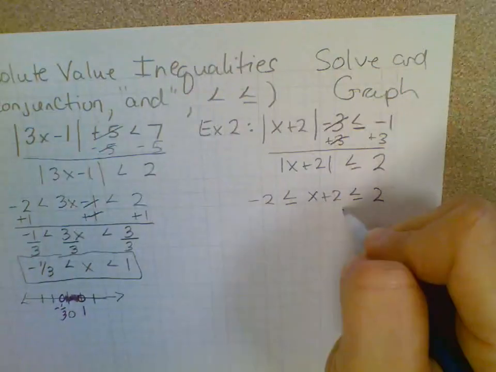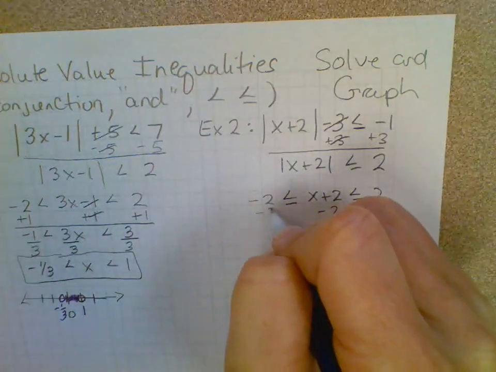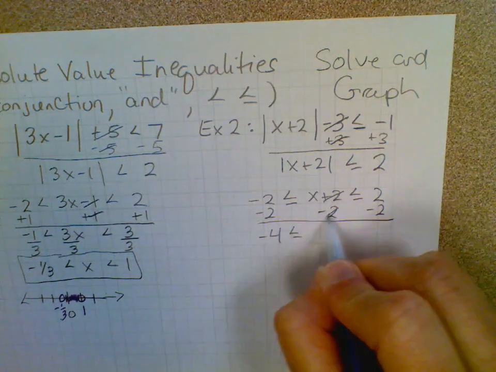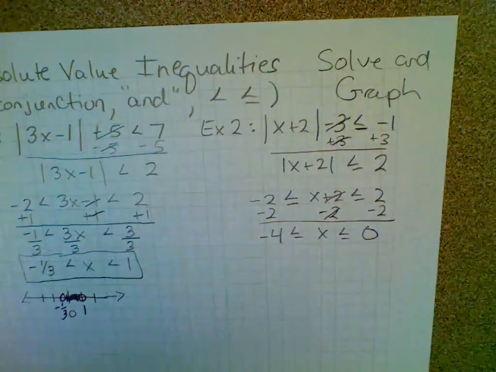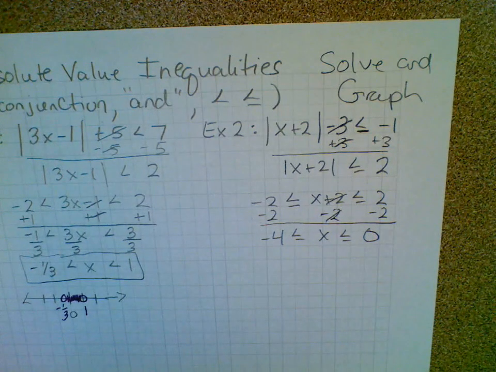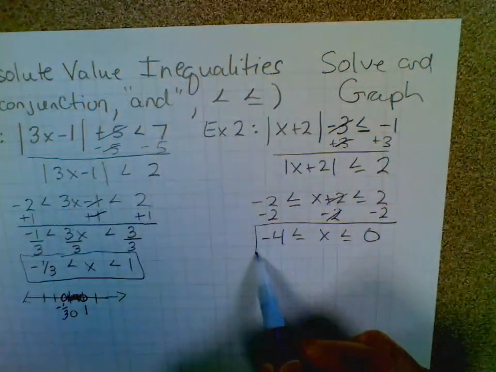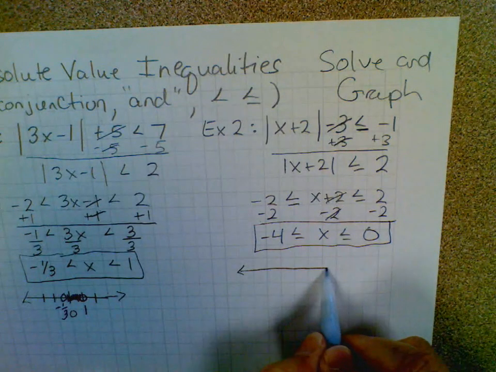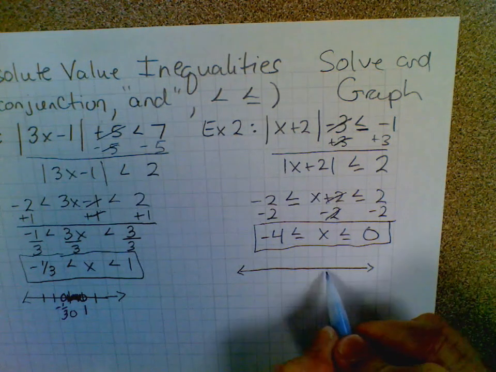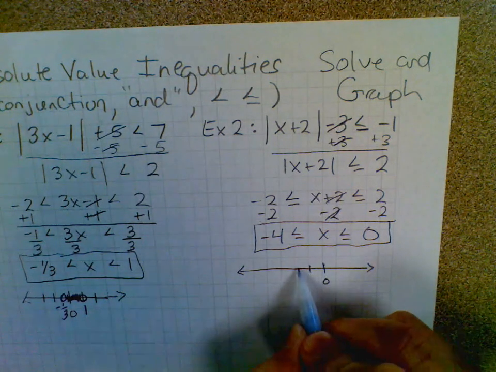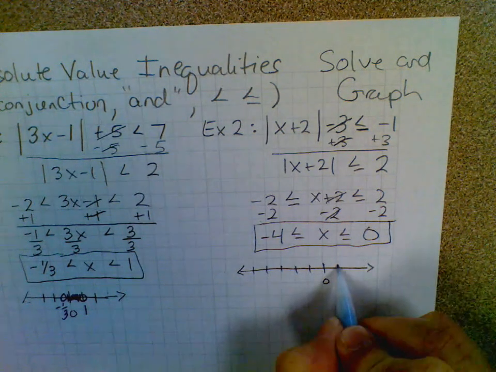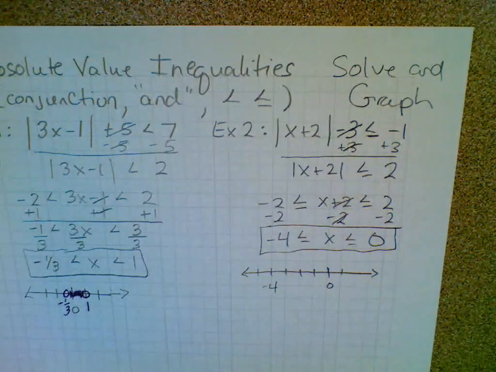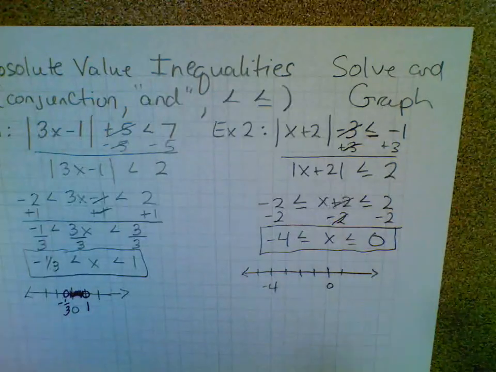There's your second one right there. So now I want to solve for x, so I'm going to subtract 2 all the way across. Okay, so there's my solution. It's bounded in between negative 4 and 0. So on my number line, okay, so now I go to graph it.